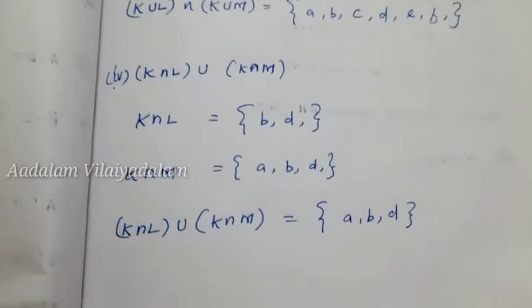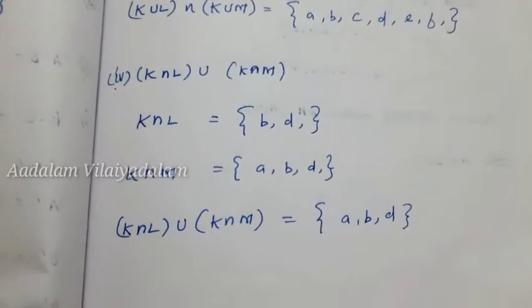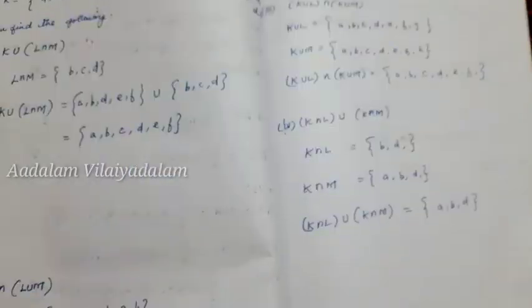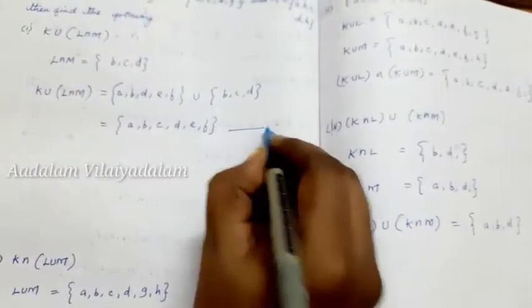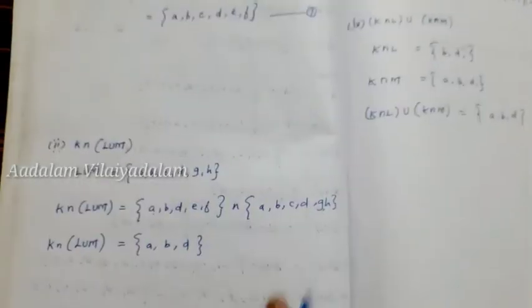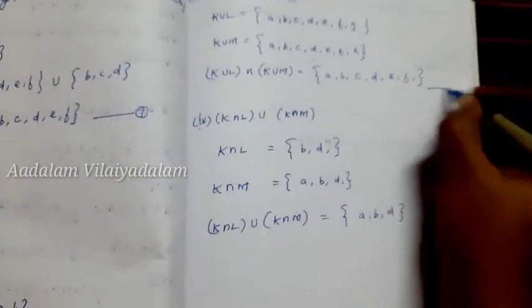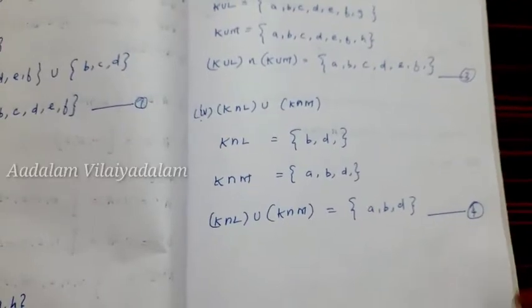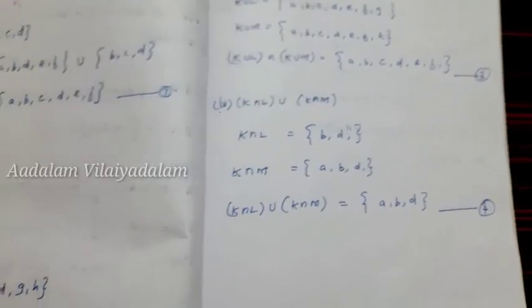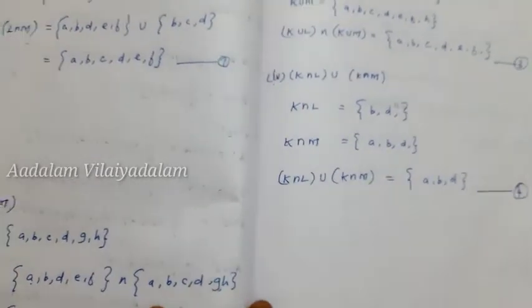So now in the question they have asked, then verify distributive laws. For this, let's give the first subdivision equation 1, second subdivision equation 2, the third subdivision equation 3, and the fourth subdivision equation 4. Now let's compare the equations. Is there anything same or not?